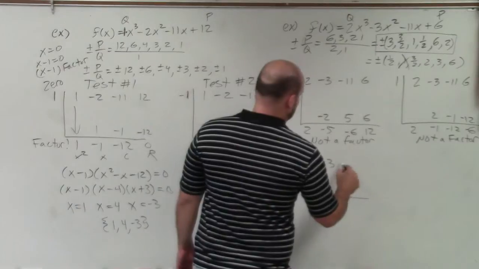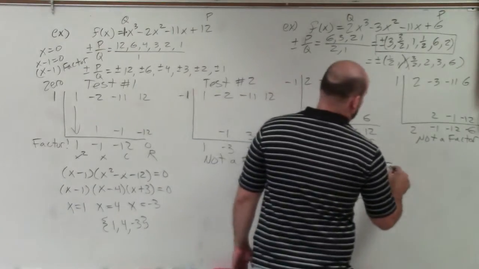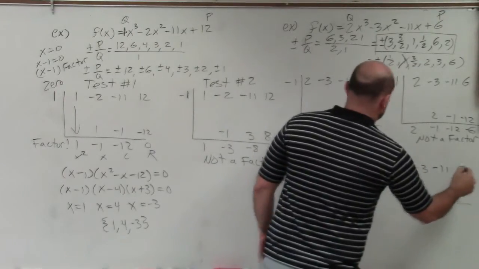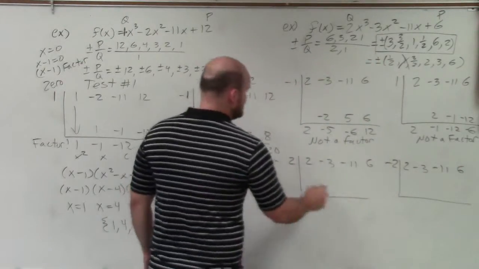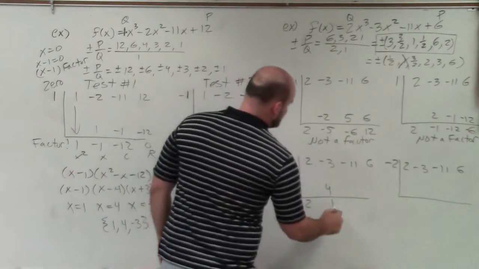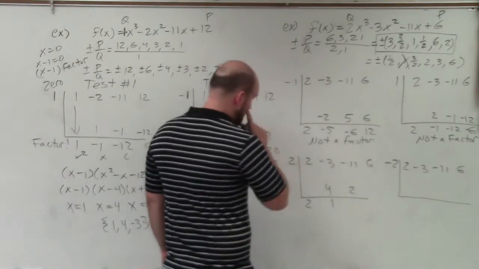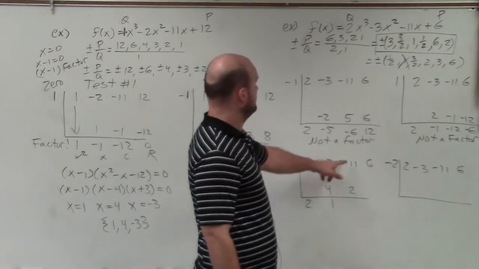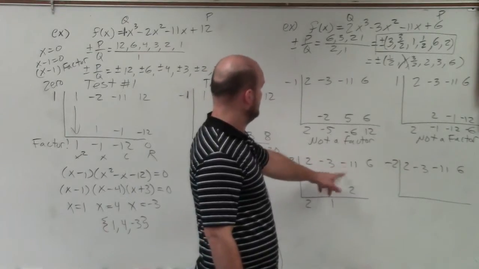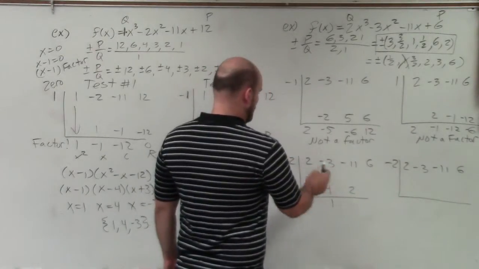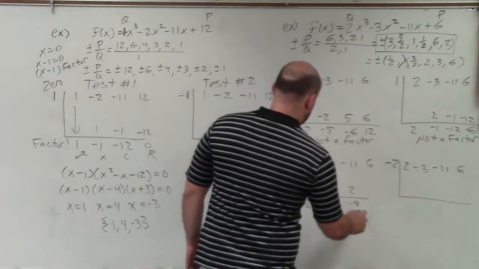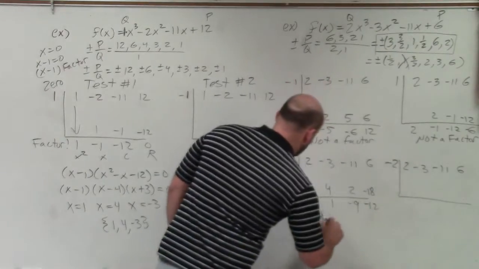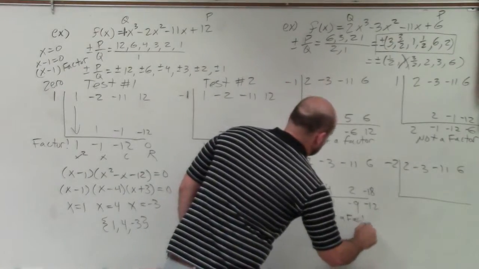So I do 2, negative 3, negative 11, and 6, and 2. So I bring down the 2 here. 2 times 2 is 4. Negative 3 plus 4 is 1. 1 times 2 is 2. Negative 11 plus 2 becomes negative 9. Negative 9 times 2 is negative 18. That becomes negative 12. Again, not a factor.